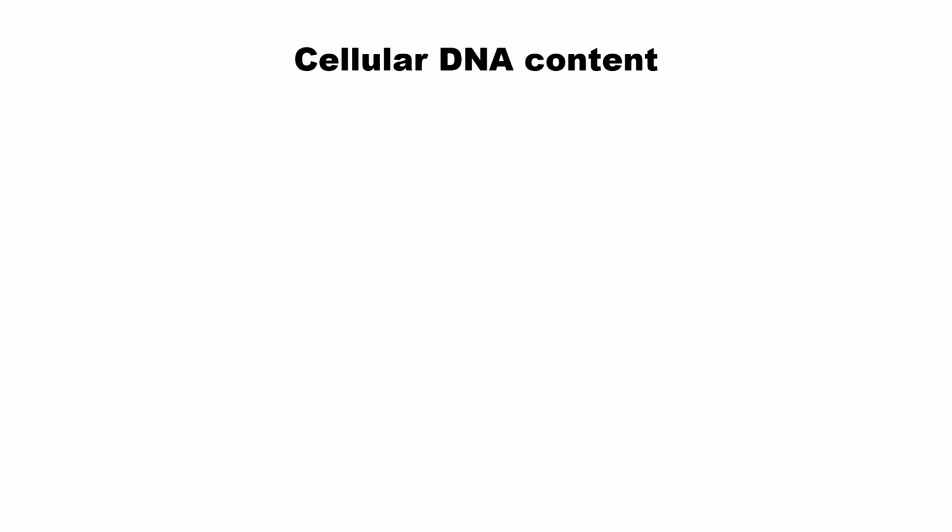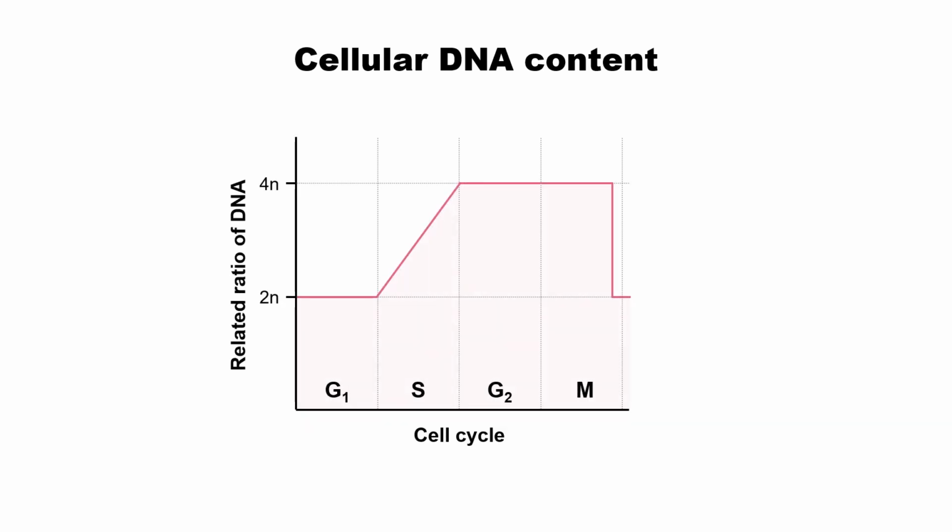During the cell cycle, the DNA content changes systematically. When the cells are in G1 state, the DNA amount is 2N, and this is a diploid state. When the cell passes the G1 checkpoint, DNA synthesis starts and doubles the amount of DNA. It reaches the 4N state, and during the G2 and M phases, the cell maintains the 4N state of DNA content.